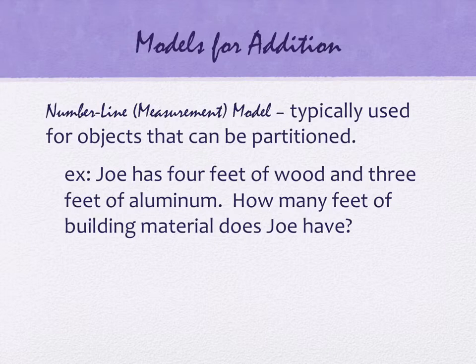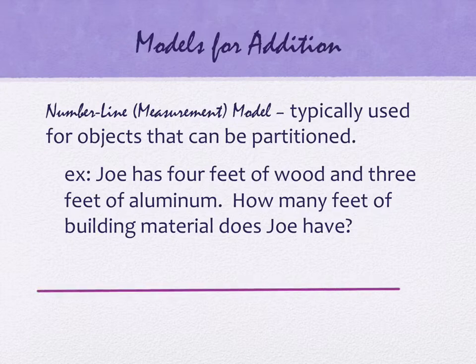So we've got Joe. Joe has 4 feet of wood and 3 feet of aluminum. How many feet of building materials does Joe have? And so when we think about this one, we are much more likely to think about this in terms of a number line or putting his objects sort of end to end. He is supposed to have 4 feet of wood. So here's where 1 foot would fall. And then we've got our 2nd foot. Our 3rd foot, it did start out at 0, I guess I could label that. And then he has his 4th foot of wood.